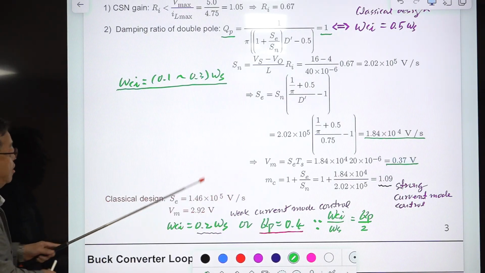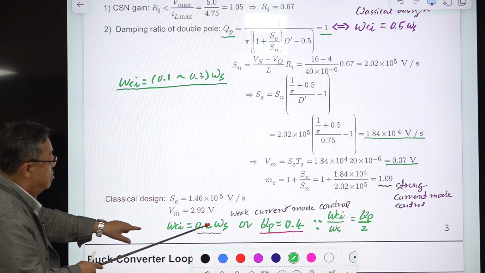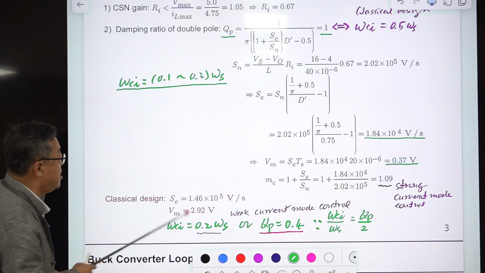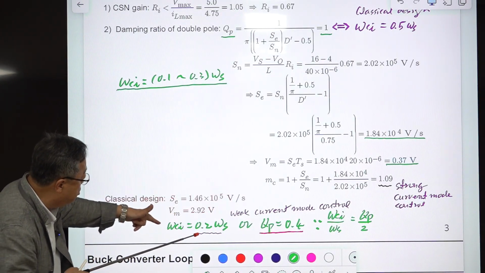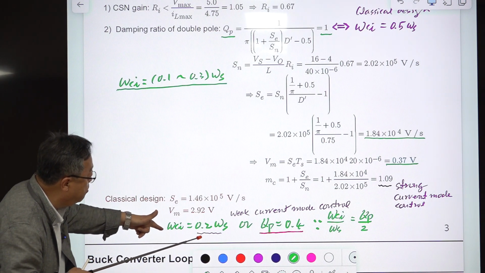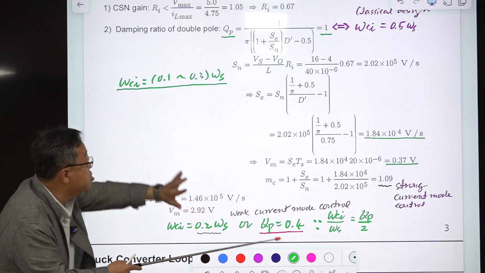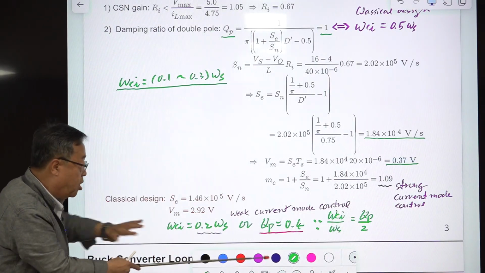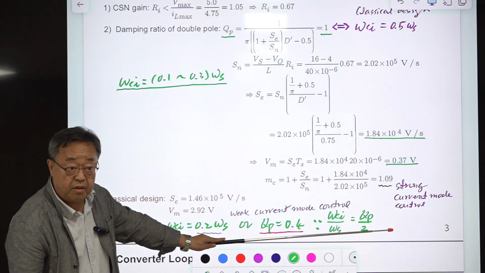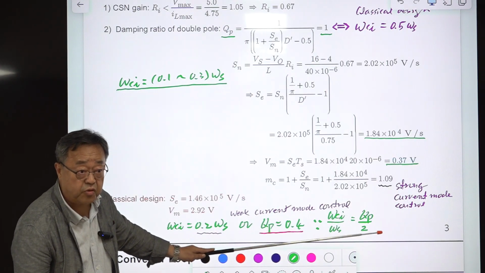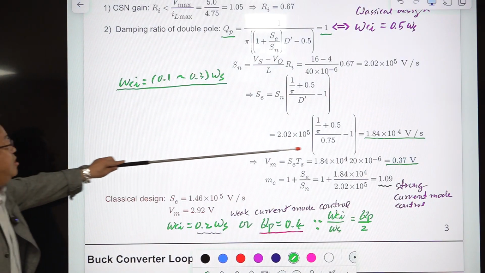And according to this relationship, there is a factor of 2 difference, and this 0.2 times 2 is 0.4, and this design is exactly the same. If you select this number in classical analysis, the result is the same as selecting QP 0.4 in the new design. You are using entirely different expressions, but somehow they are related by this relationship. We will prove this. It's not difficult to prove this. Then the current loop is determined.